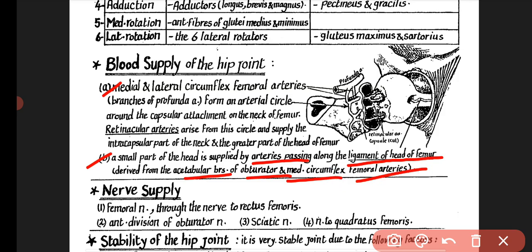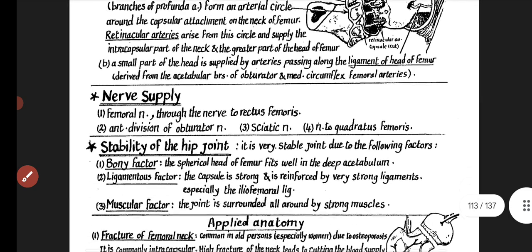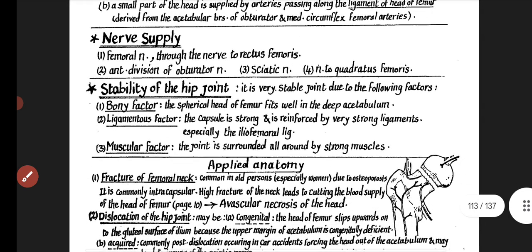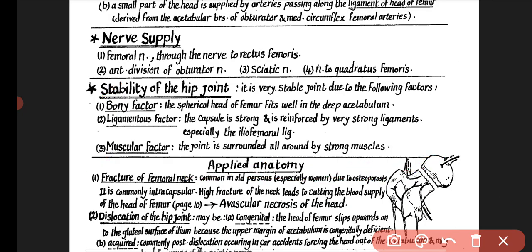Okay. Next one is the nerve supply. The nerve supply is by the femoral nerve, mainly through the nerve to the rectus femoris, and the anterior division of the obturator nerve, the sciatic nerve, and the nerve to quadratus femoris.